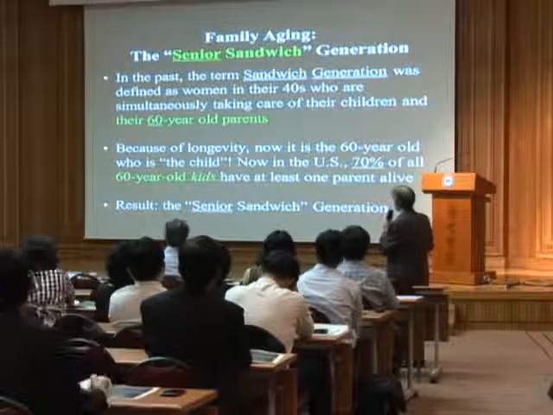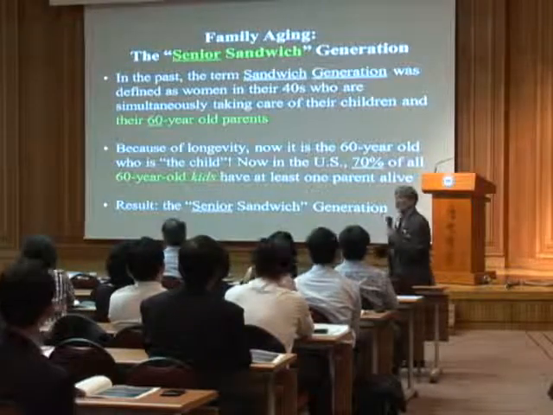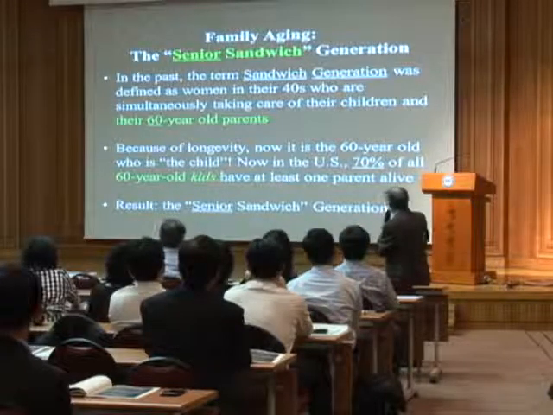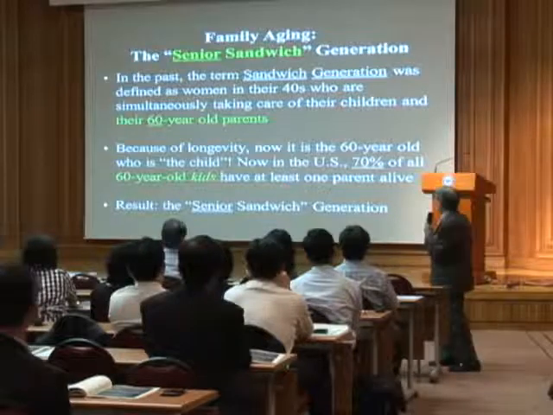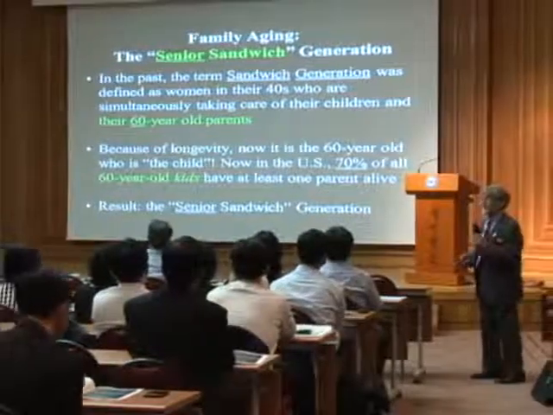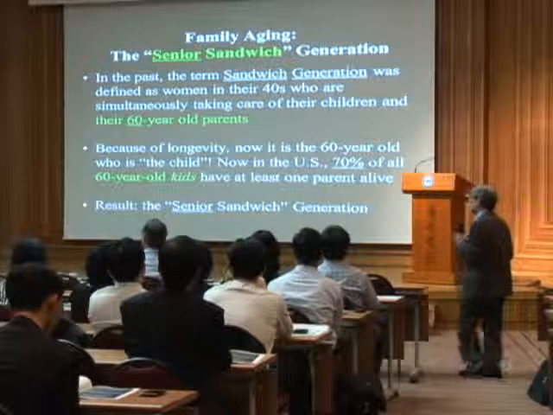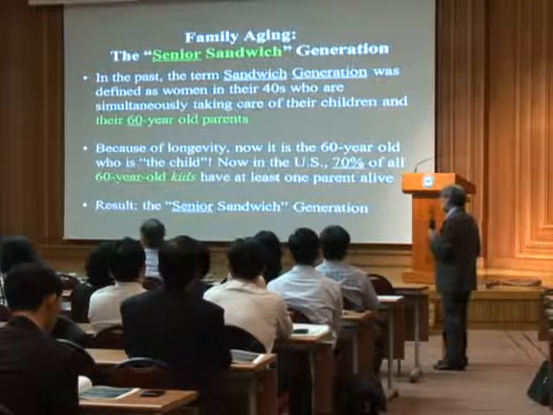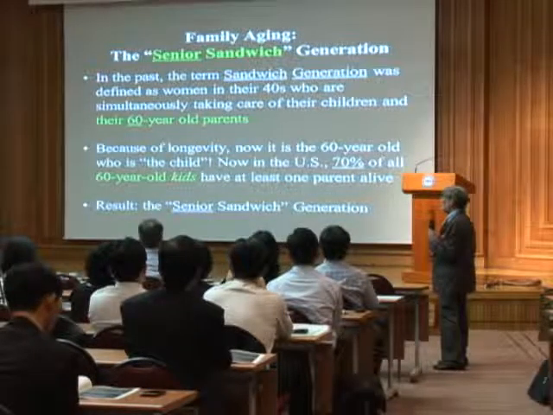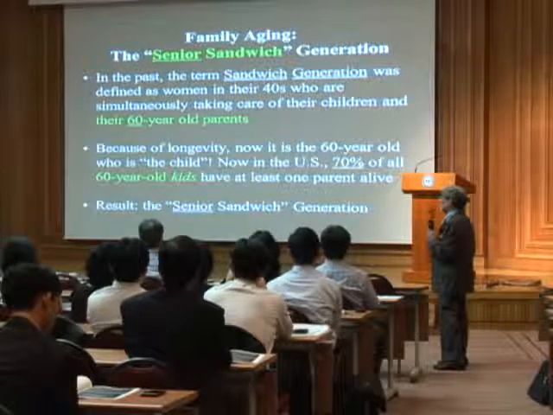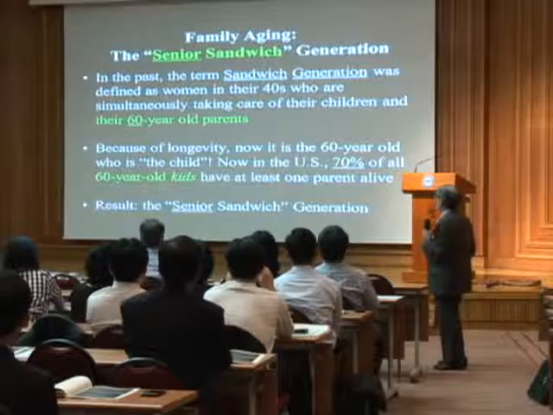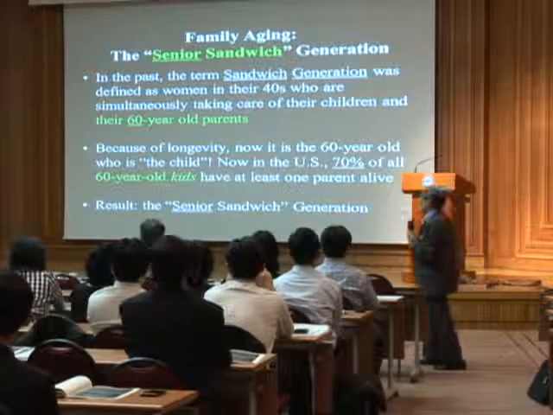But because of longevity, now it is the 60-year-old who is the child, and in the U.S., 70% of all these 60-year-old children or kids have at least one parent alive. 기대 수명의 증가로 인해서 이제 60세이면서 아들이거나 딸인 사람들이 있고 현재 미국에서 60대의 70%는 적어도 한 명의 부모님이 생존해 계십니다.